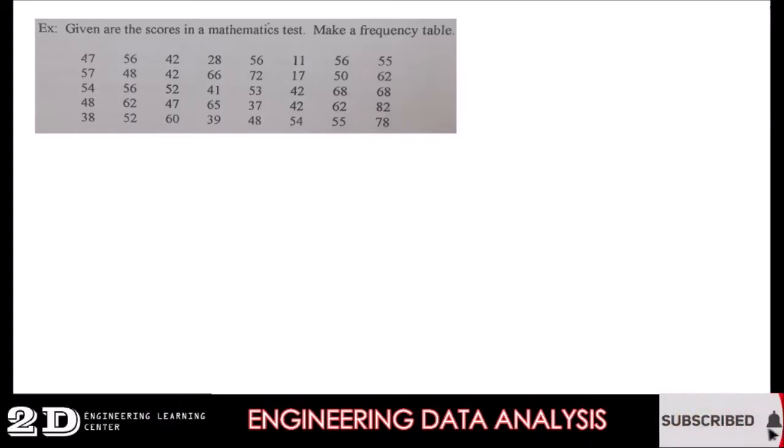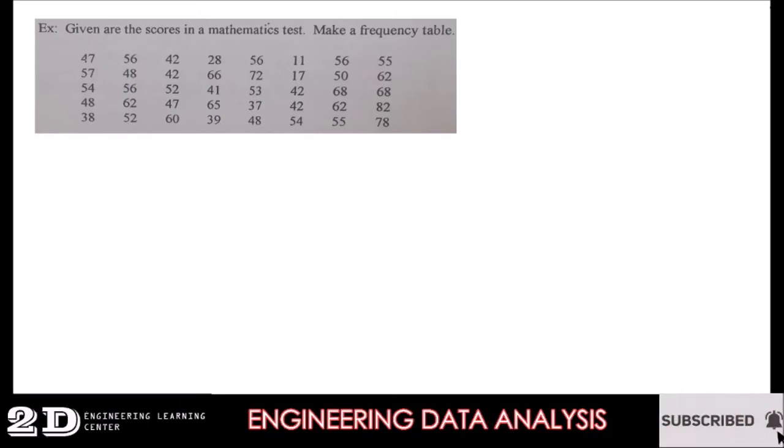Okay, so we are back in our discussion on engineering data analysis. We are on the topic of the group frequency distribution of interval data. In this video, we are going to make a frequency distribution table for this given set of data. We have given our DAS course in the mathematical test. So we are going to make a frequency distribution table. This could be a longer process.